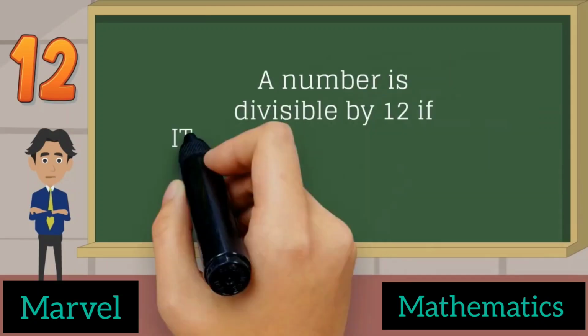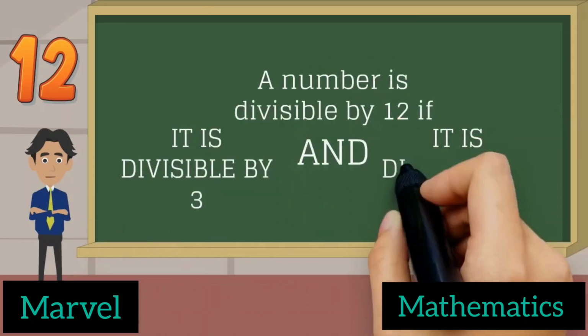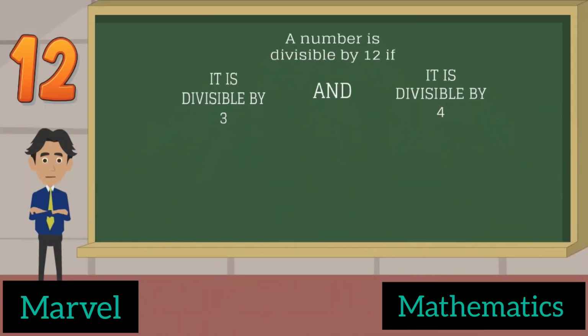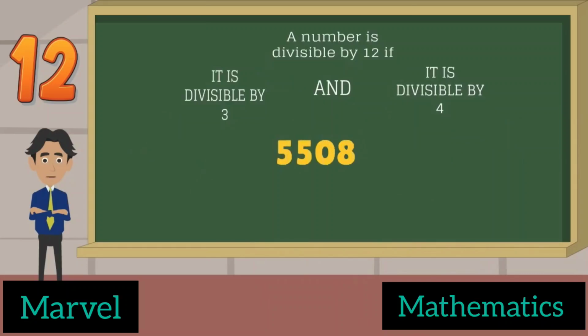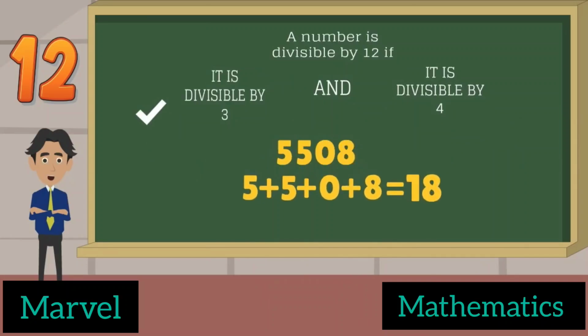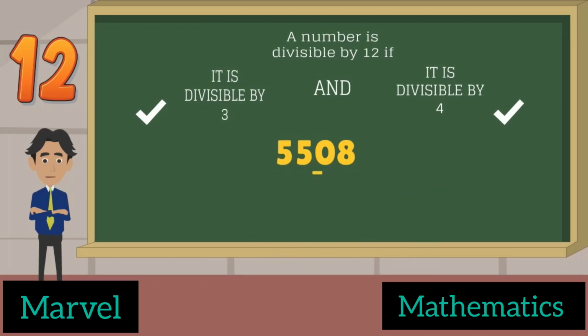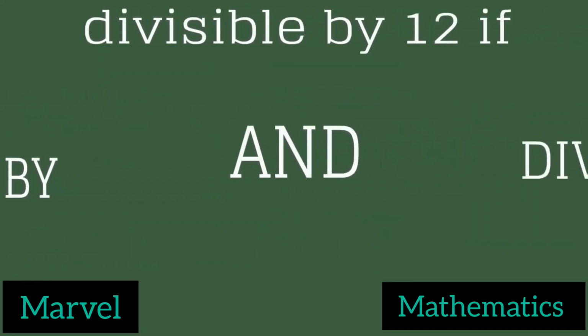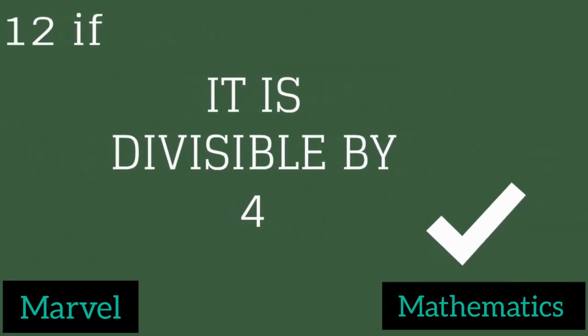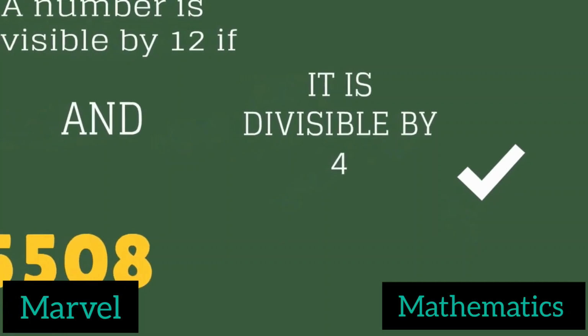The rule for 12 is simply a grouping of the rules for the number 3 and number 4. For example, the number 5508 is divisible by 3 because the sum of its digits is 18. This number is divisible by 4 as well because its last two digits are divisible by 4. So since both the rules for 3 and 4 are true, the number 5508 is also divisible by 12.